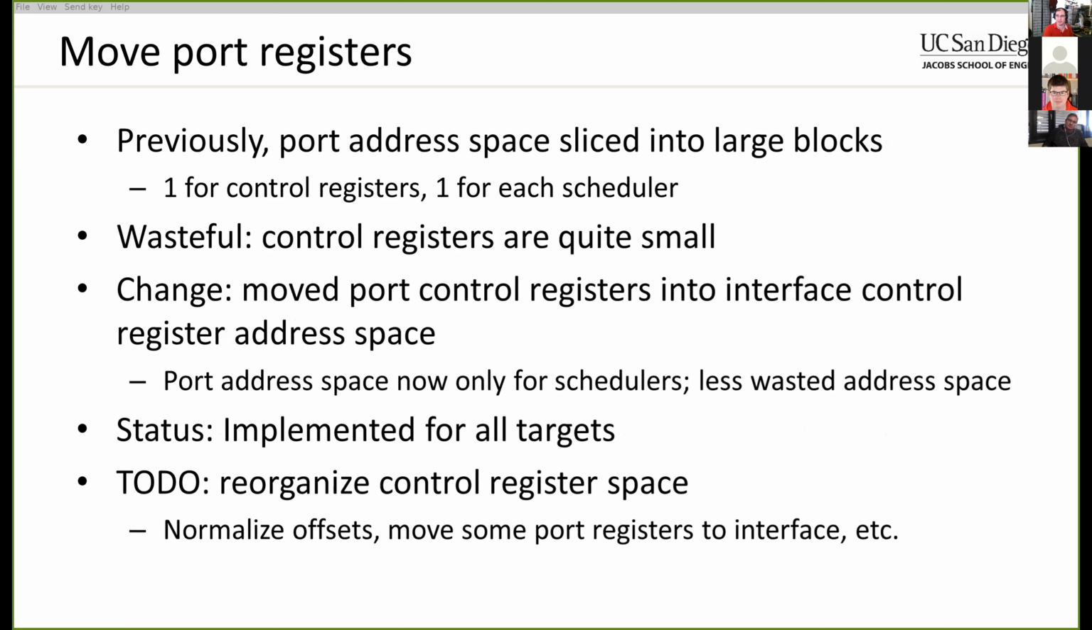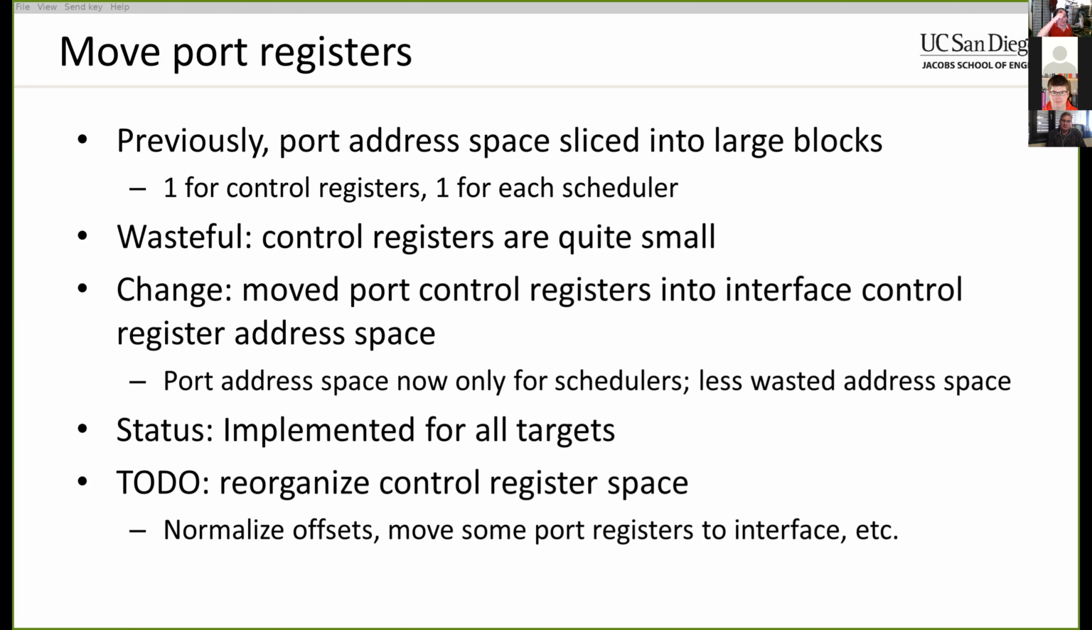Then I also reorganized the address space a little bit. I took the port registers that previously were sitting inside the port address space. The port registers are really small. In the port address space, we provided a lot of space for the schedulers, because you're going to have to access per-queue state, basically. That takes up a lot of address space. But for the control registers, there's just a couple of them. So the original implementation basically cut that address space in half. The first half was the port registers and the other half was the scheduler, which is highly inefficient.